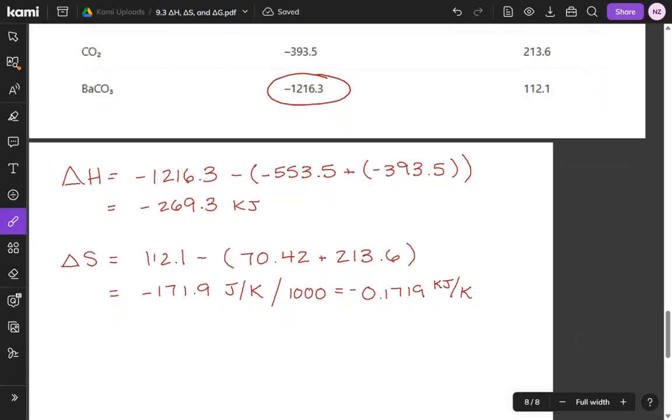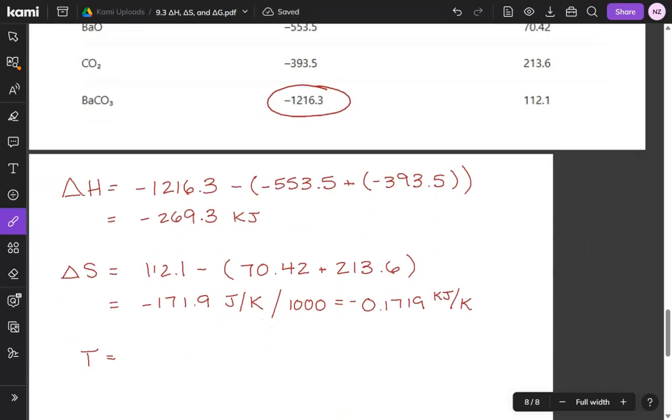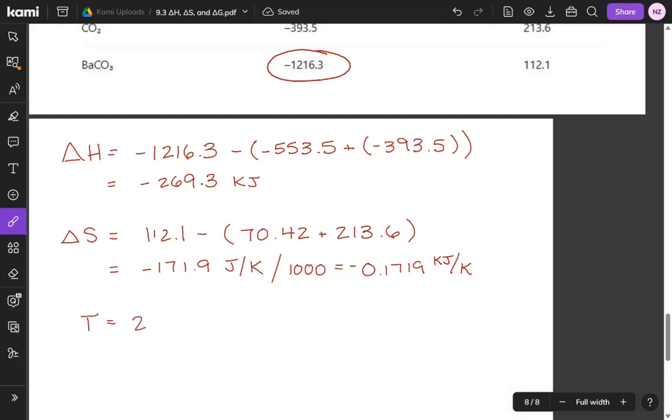And then our temperature was 25 degrees. So 25, we want to add 273 to that to get our temperature in Kelvin. If I add that, that will give me 298 Kelvin.